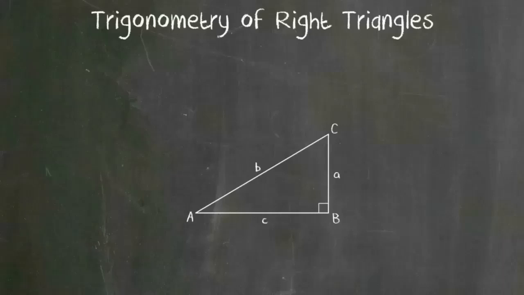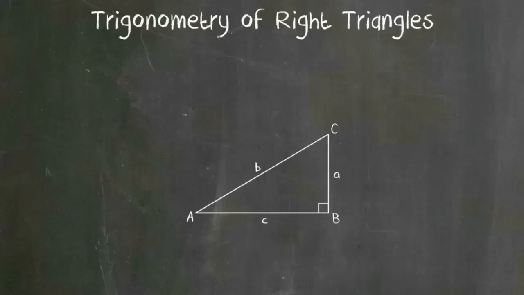You'll notice we use uppercase letters, so I have capital A, capital B, capital C, to denote the angles in that triangle. We also use lowercase letters to denote sides. You'll notice that side a is directly across from angle A, side b is directly across from angle B, and side c is directly across from angle C. So that's triangles. But this is the trigonometry of right triangles.